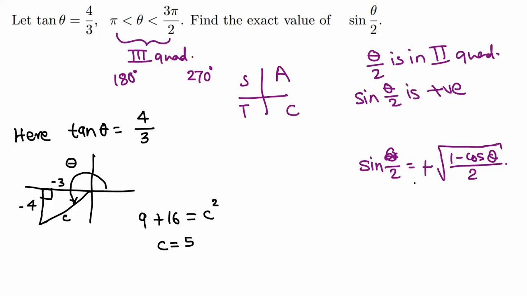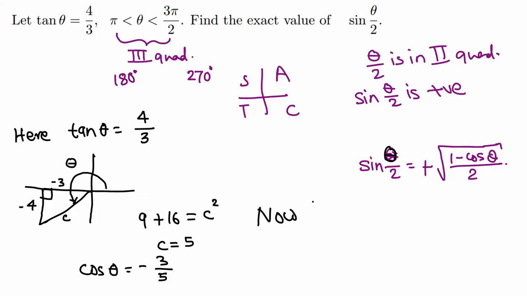Then look at this formula. To find sine theta over 2, we need cosine theta. Now we have all three sides known, so we can find cosine theta. Cosine theta is adjacent over hypotenuse. So negative 3 over the hypotenuse, that's 5. So cosine theta is negative 3 over 5.